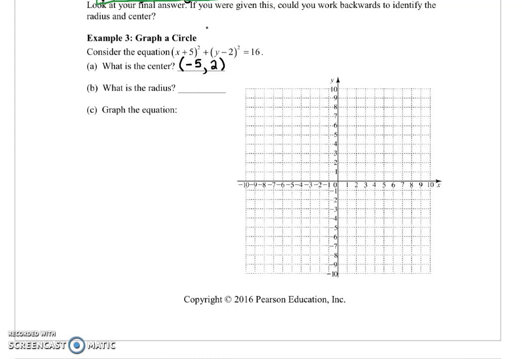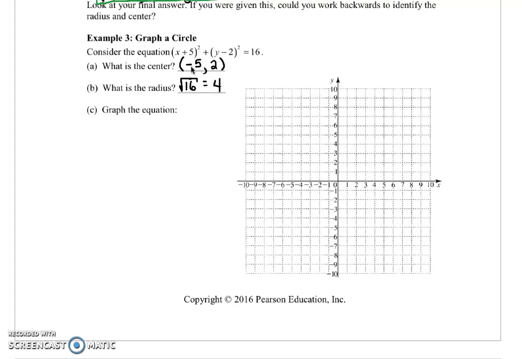Our radius is the square root of 16, which is 4. Let me write the square root of 16 there, sorry. Square root of 16, which is 4, because remember that number is the radius squared.